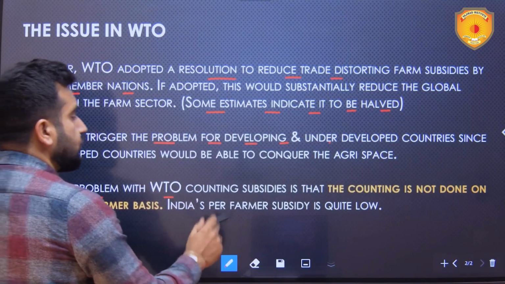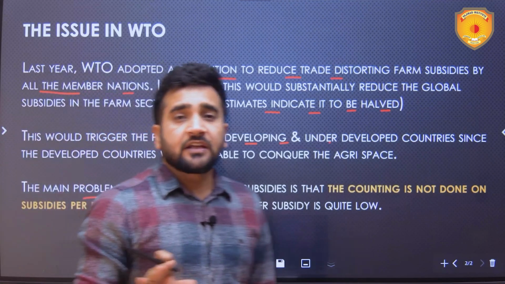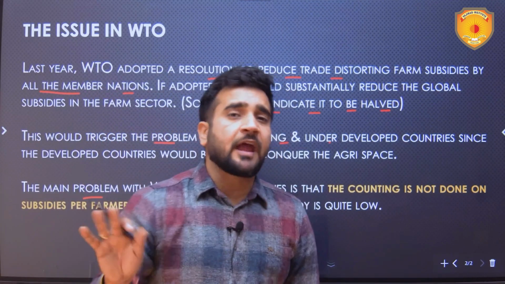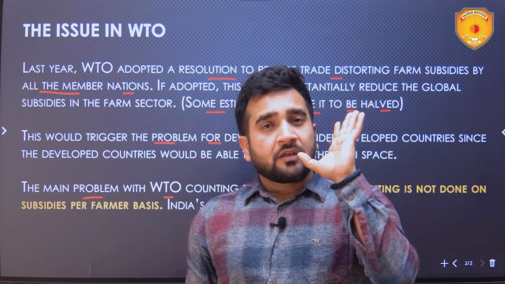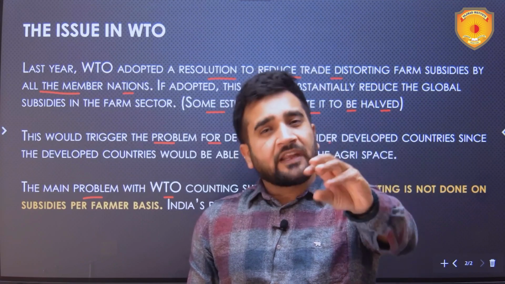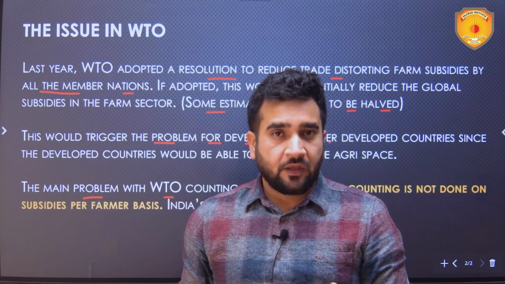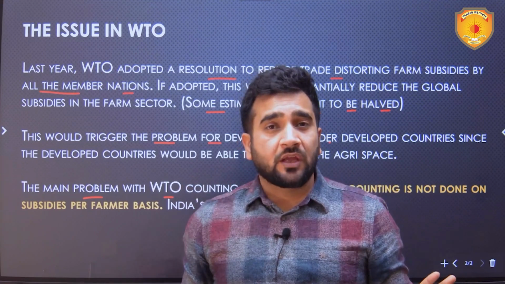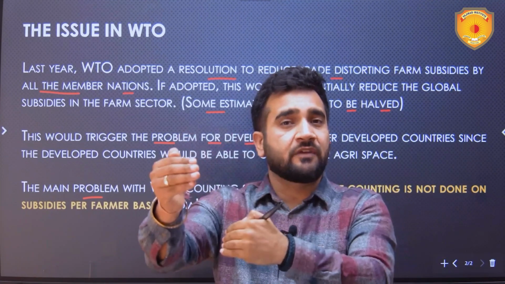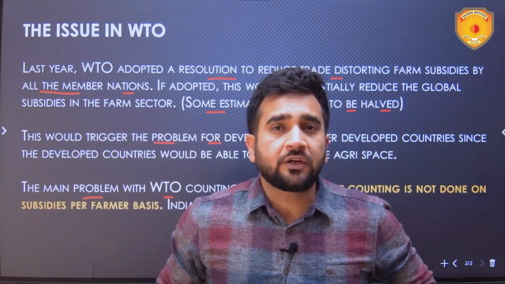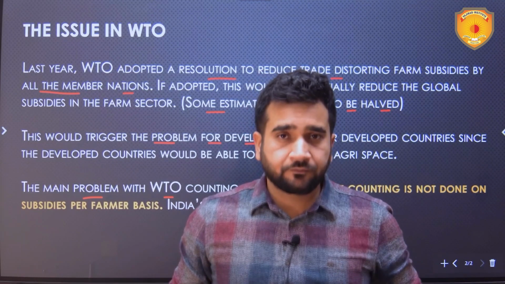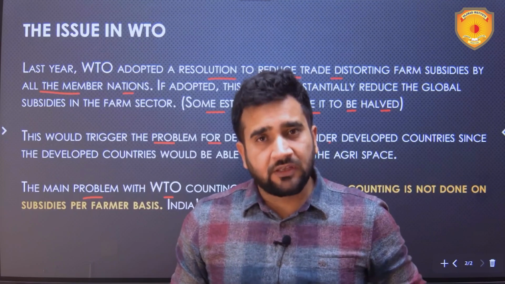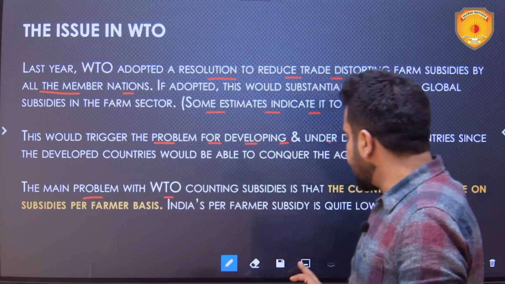The main problem with WTO in counting subsidies is that the counting by WTO is not done per farmer subsidy, how much the government is providing. If per farmer subsidy is counted, then India's subsidies to its farmers is pretty low, well within the limit. But it does not count it in this way. How does it count? It counts the total subsidies given, total output of that particular sector. So that should not exceed 10%, let's suppose over here. So that for India is going to exceed if MSP is guaranteed.